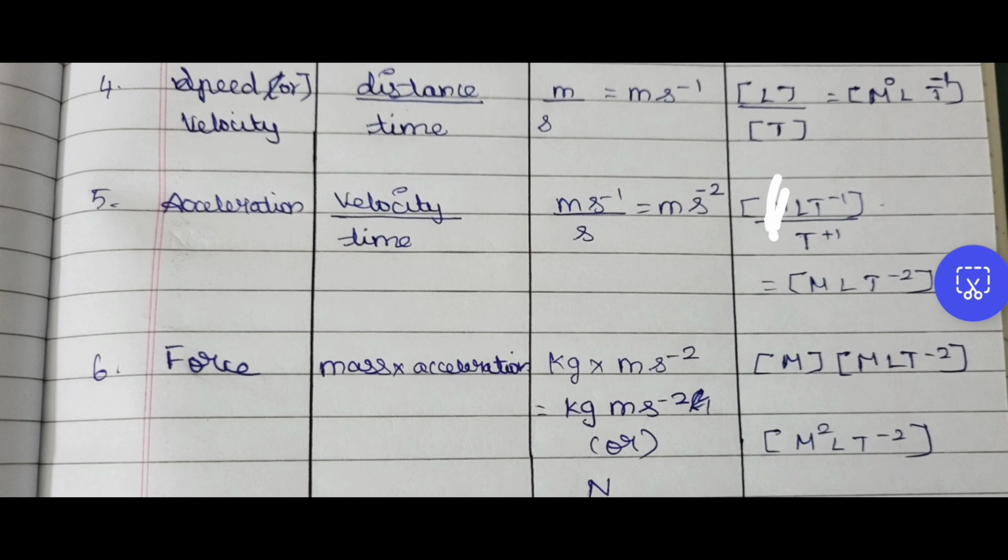So, since in the numerator we have velocity, the dimensional formula for velocity is M power 0, L, T power minus 1, and for time it is T power plus 1. For the denominator it is only time, so simply T power plus 1. When the T power plus 1 in the denominator goes to the numerator, it will become T power minus 2.